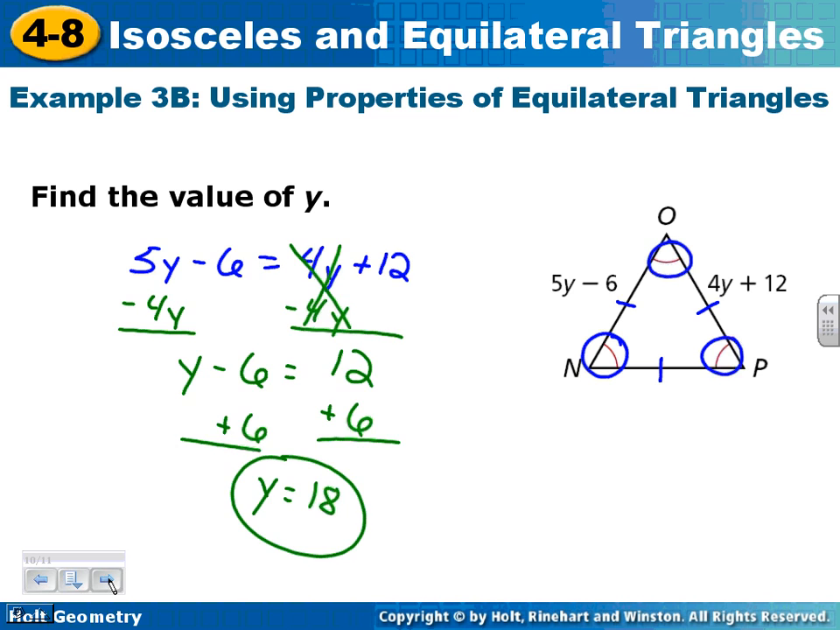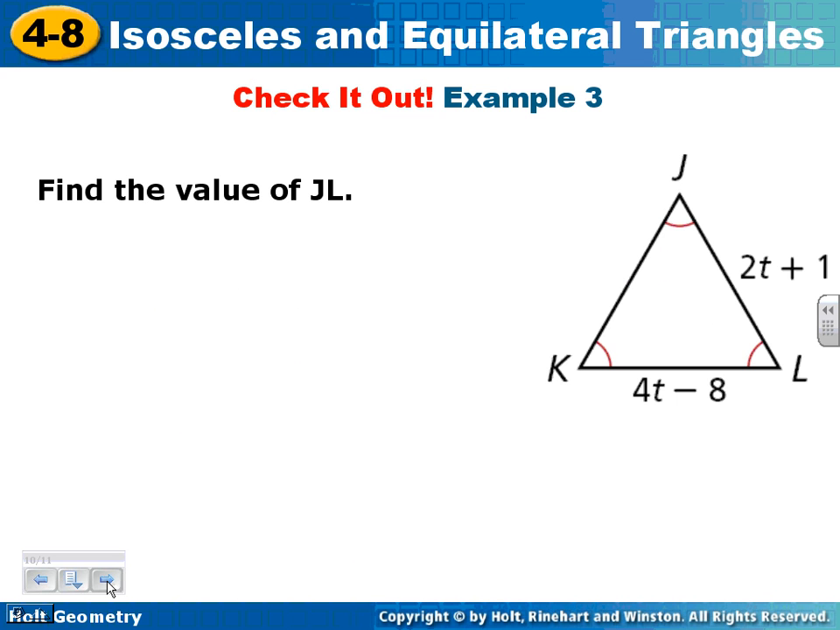One more. All right, find the value of JL. Now that tells me that I'm going to have to plug in my value of t here in a moment. Find the value of JL. Well, if I look at the triangle, I see 3 arc marks. That means it's equiangular. So I can go ahead and add in 3 tick marks. That means all 3 sides are congruent, so I can write the equation.